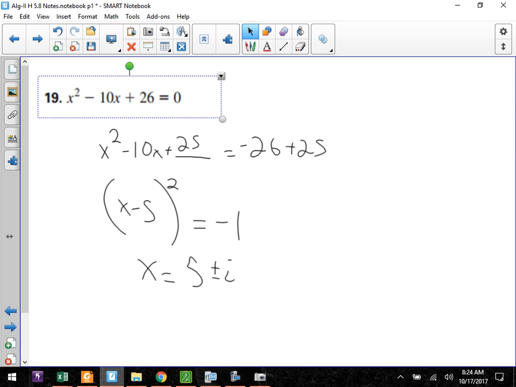Always worry about completing the square when your b value is even. I mean, odds are fine. It's just kind of a pain. Other than that, I'm trying to think if there's any other craziness here.